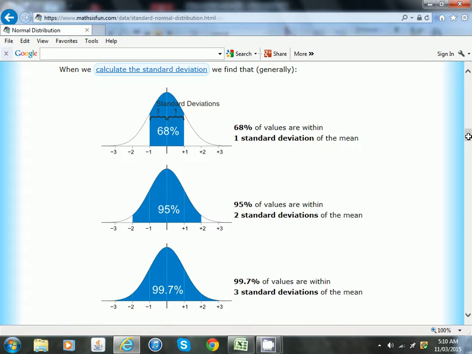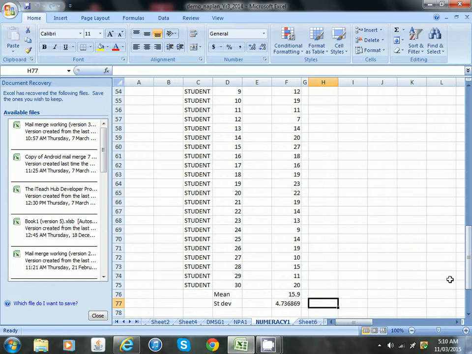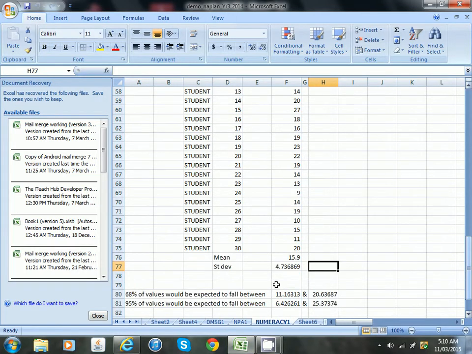Now, what does it mean to us? This is our numeracy set. I have worked this out for you just here to show you. 15.9 is the mean. If we take away one standard deviation, it is that, so just over 11. If we add one standard deviation to that, it is this value.